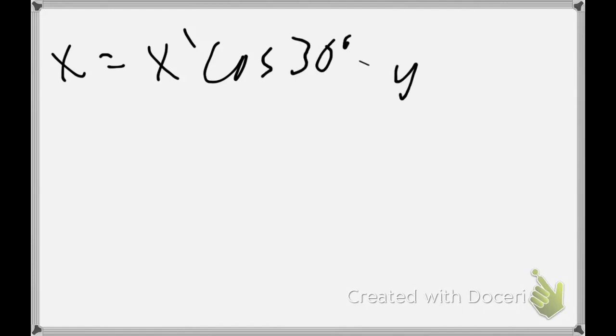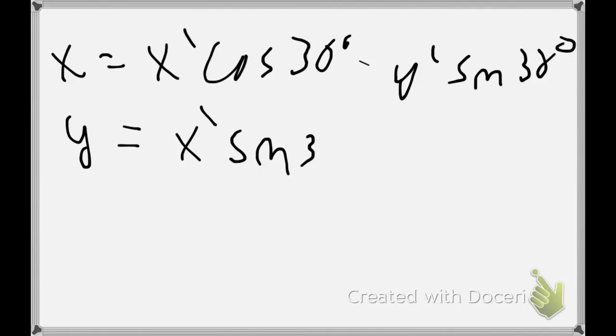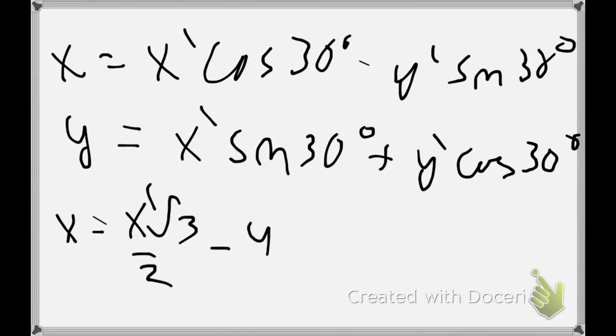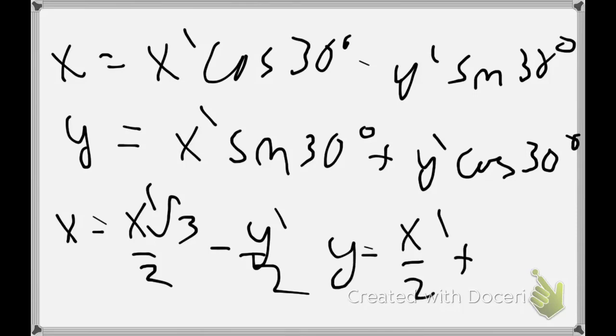Our next step is to find the primed form of x and y. So we know by using the equations, x prime cosine 30 degrees minus y prime sine 30 degrees, that's equal to x. We also know y is equal to x prime sine 30 degrees plus y prime cosine 30 degrees. That simplifies down to x is equal to x prime root 3 over 2 minus y prime over 2. Y is equal to x prime over 2 plus y prime root 3 over 2.